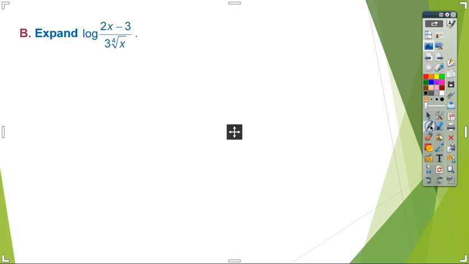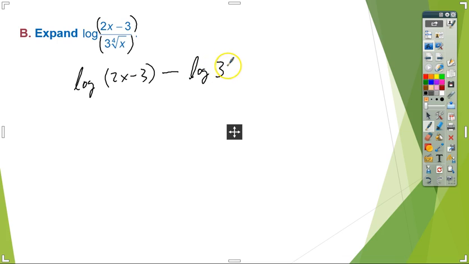So now they want me to expand this one. Again, when I do this, I have to remember what it means to be a quotient. It means take these two things here, and now I'm going to work on the subtraction part. So this is going to be log of 2x minus 3, minus log of the fourth root of x. So I take a look at this top piece here. Can I do anything with this? No, it's subtracting and adding. It's not multiplying. We can't separate this at all. Don't even try. Never, ever try.